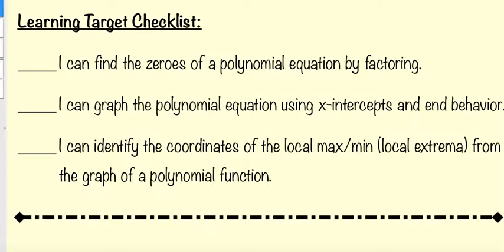So these are your learning targets. You can find the zeros, I can graph, and I can identify the local mins and maxes.